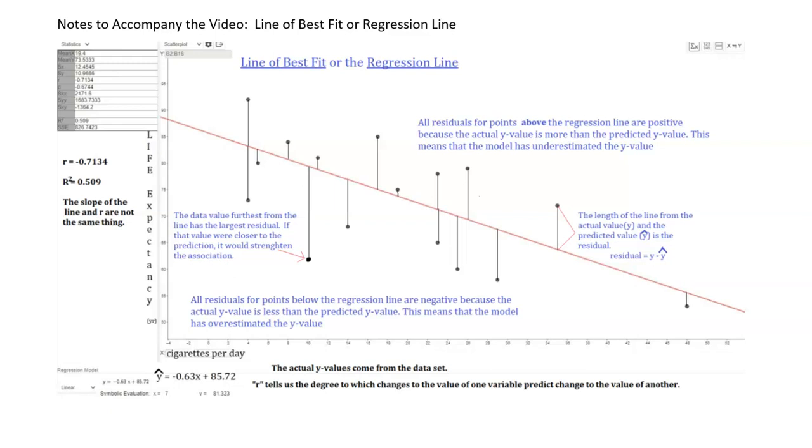Hi, it's Carly McAvoy. I'm talking about line of best fit or least squares regression line, or sometimes just a regression line. And there's a lot of information on this graphic, so let's get to it.